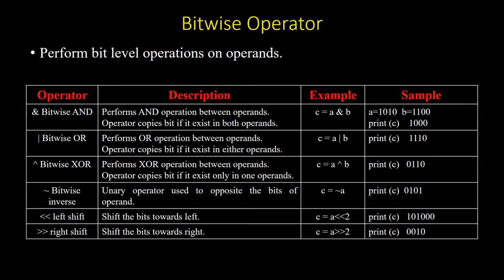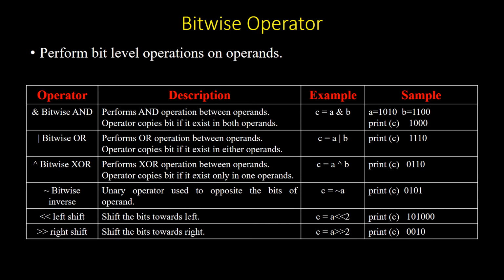The next one is the bitwise operator. It performs bit level operations on the operands. For example, let us consider two operands, the a value and the b value, written in binary format. Suppose the a value is 10 and the b value is 12. The binary value of a is 1010 and of b is 1100.